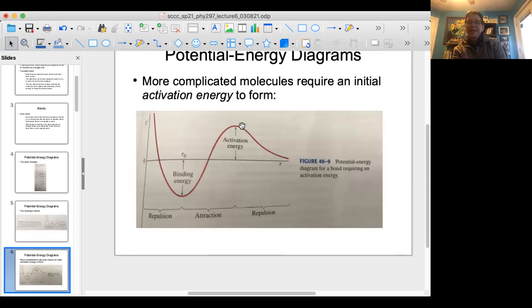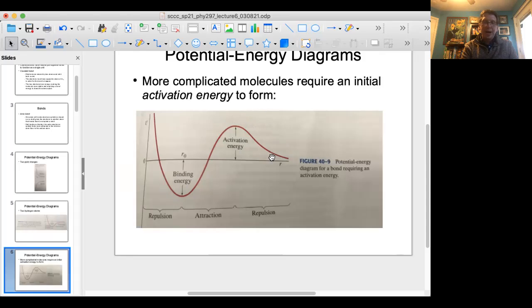So you need to give the two nuclei a velocity relative to each other, or enough kinetic energy, so that they can get close enough to bind. And that's basically what this means. You have to overcome this potential energy before you can bind the molecule. So you have an activation energy and a binding energy.